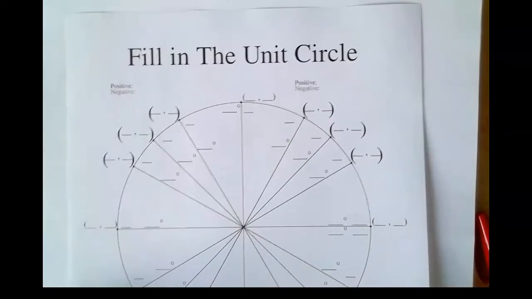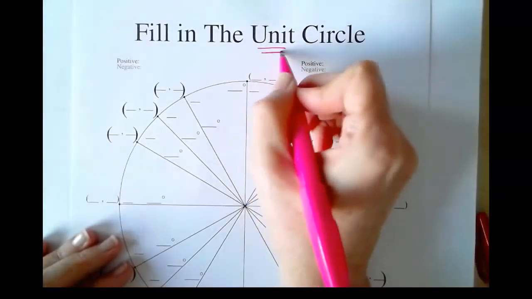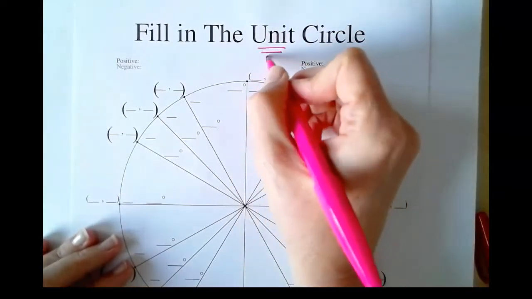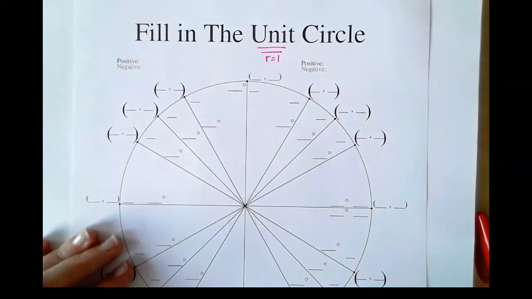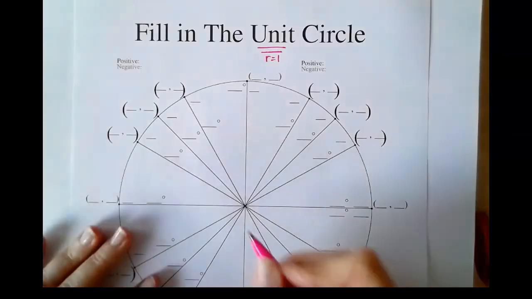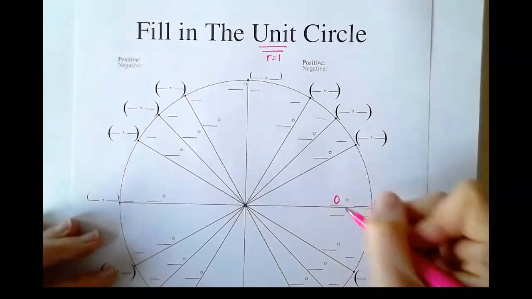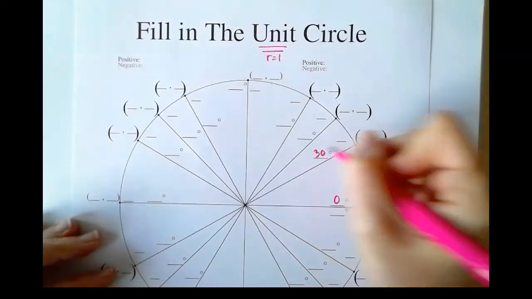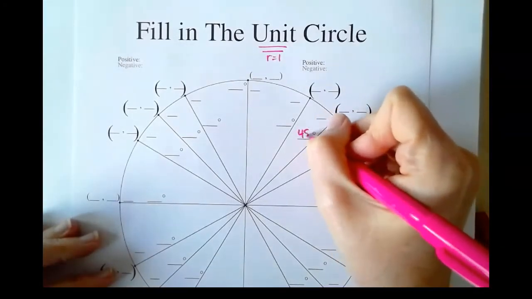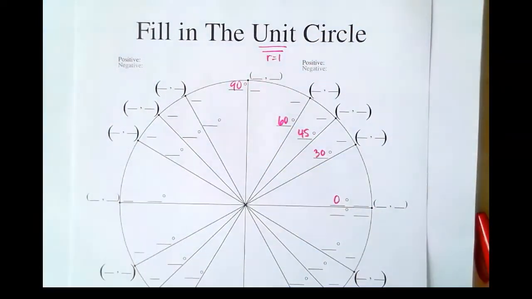So we're going to start taking this information, and our goal for this video is to be able to fill in this entire unit circle. Remember, it's a unit circle, so our radius is equal to 1. Let's fill in the first quadrant that we just did on the 2 previous slides. First, let's fill in just the degrees. This is 0 degrees, this is 30 degrees, 45 degrees, 60 degrees, and 90 degrees. That takes us through our whole first quadrant.